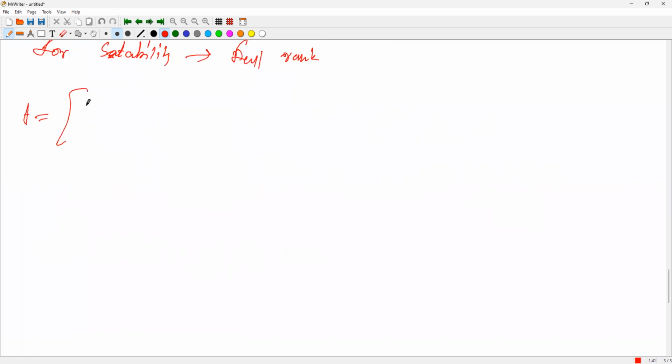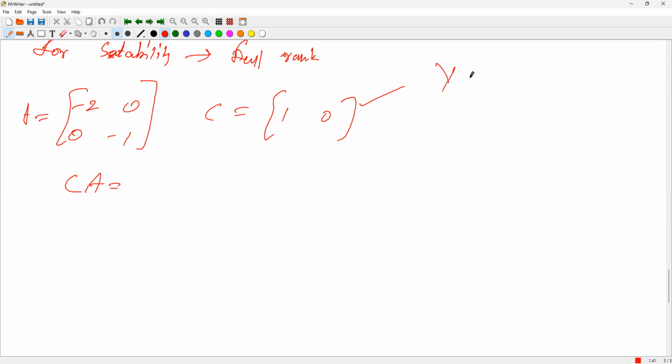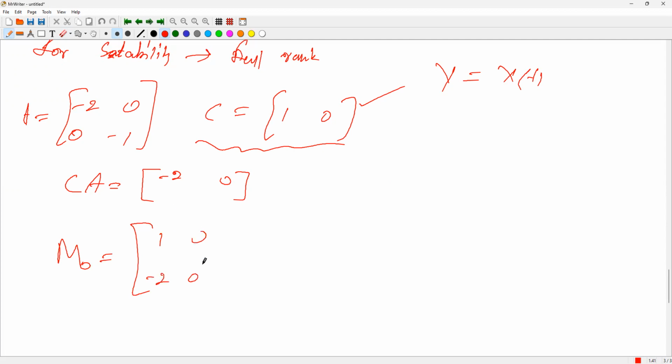Just an example: A equals [-2 0; 0 -1], and C equals [1 0]. In the questions, will they give the C matrix or do we have to find it? Most of the time they give it. Otherwise we can't say what C is. So we can develop the first row C, which is [1 0], and the second row CA, which is [-2 0]. This is also non-singular, but here we need to check the columns.